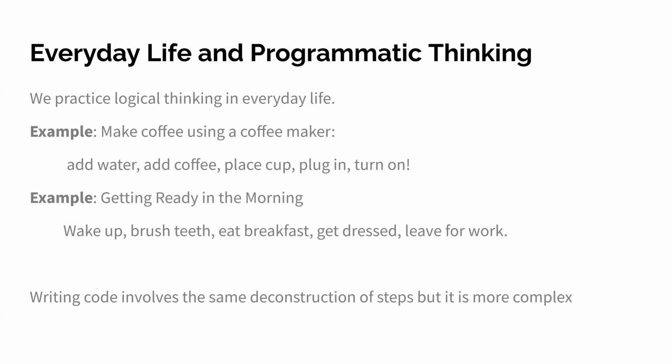And now, in everyday life, we will start simple. In everyday life, we practice logical thinking, of course, because, as we have seen in the beginning, we have a logical mind. But we usually do this by nature. We don't write algorithms, or say, okay, I'm gonna think logically to make a coffee, for instance. But I follow certain logic. I apply certain steps when I make the coffee. I add water, I add coffee, I place the cup, plug in, and turn on. Similarly, getting ready in the morning, I wake up, brush teeth, eat breakfast, get dressed, and go to work.